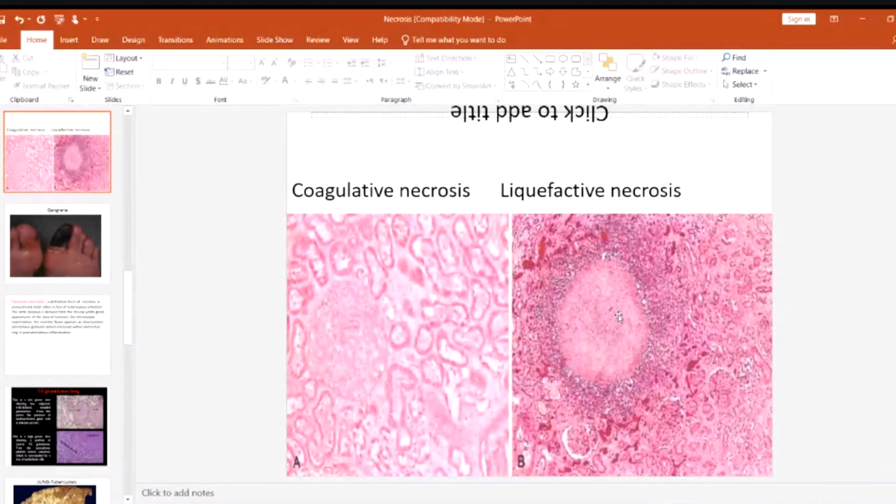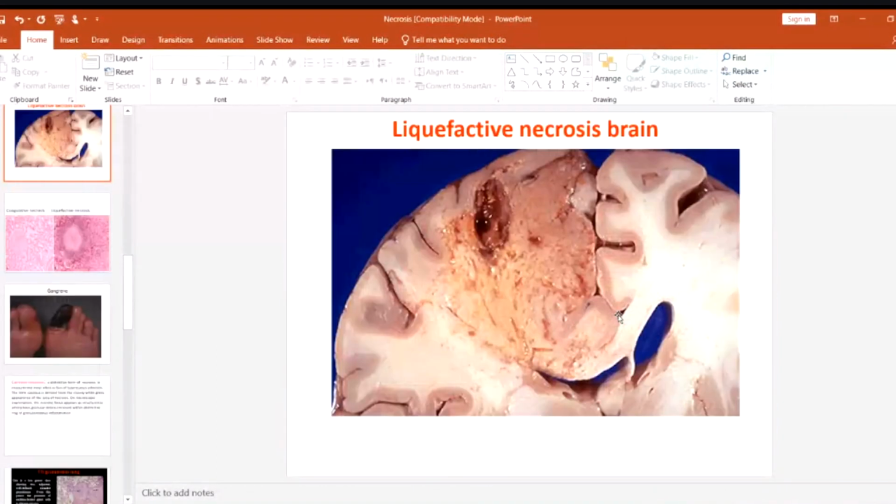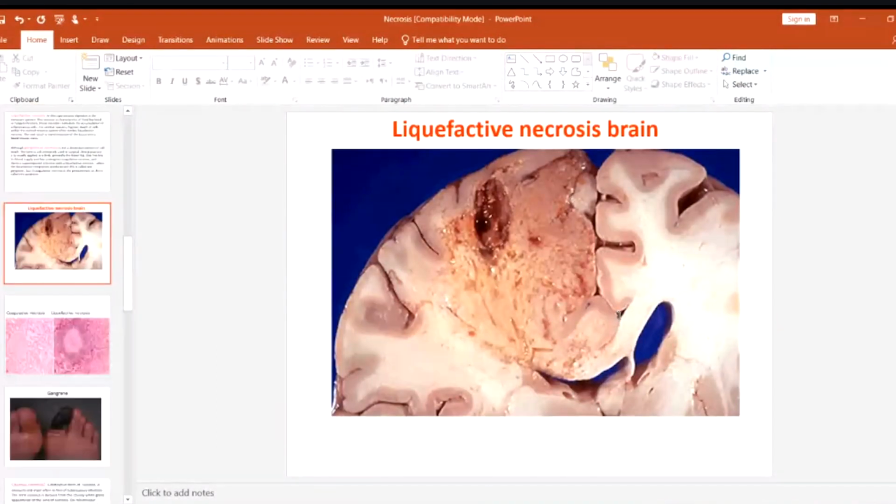While if we see liquefactive necrosis in the brain like this, or in the central nervous system, we think it is not fungal. In the brain, it's not a fungal infection if it's liquefactive.